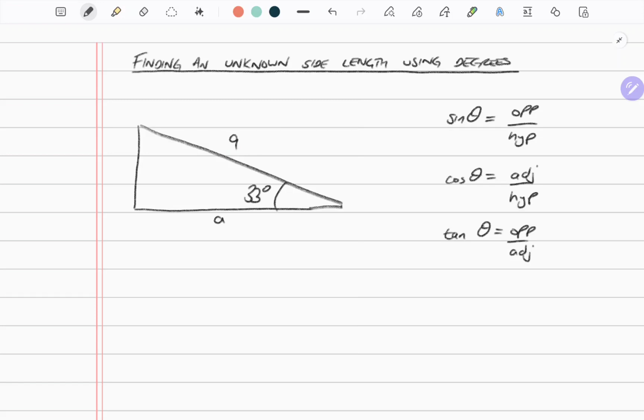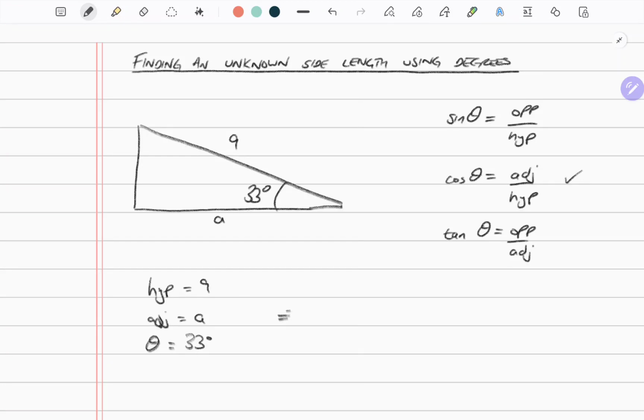So we have the hypotenuse here as 9, and then we need to find side length A, and that is the length adjacent to the angle. So we know the hypotenuse, and we need to find the adjacent. So this is the one that we'll use here. We'll use the cosine trig ratio here. So what do we have? We have the hypotenuse is equal to 9. We have the adjacent is equal to A, and we have theta is equal to 33 degrees. So we need to find A.